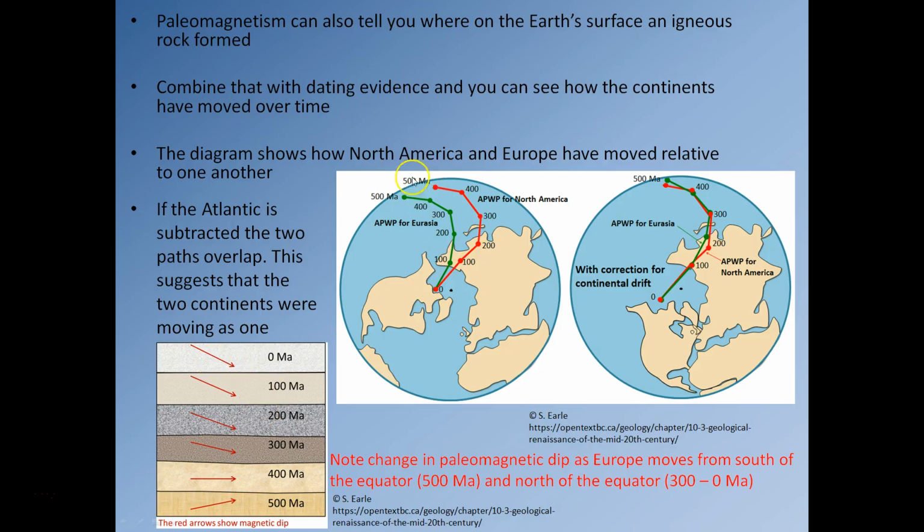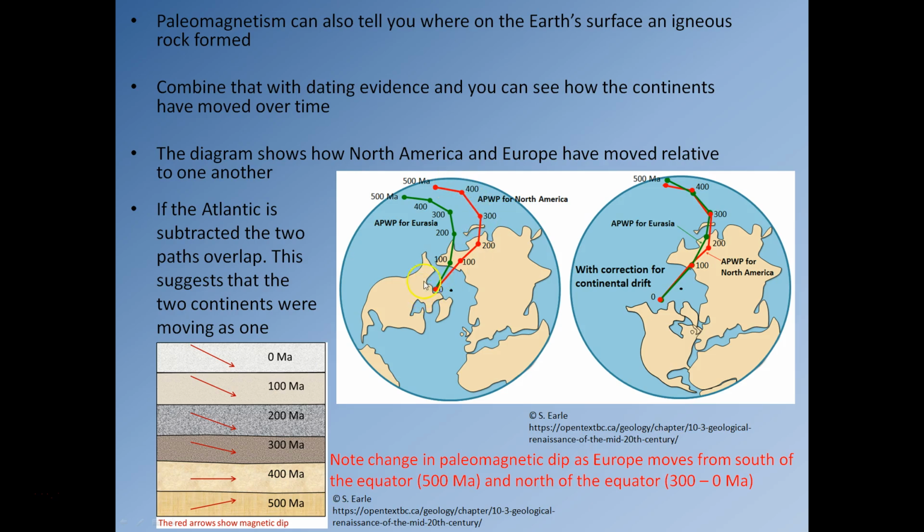And so we can see that 500 million years ago, both North America and Europe were just south of the equator, and steadily throughout the next 500 million years, they've been travelling steadily towards the North Pole. They're moving in a northerly direction. So we can see the path that these rocks have taken.